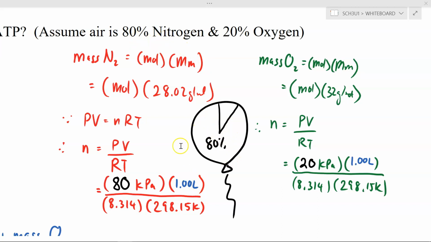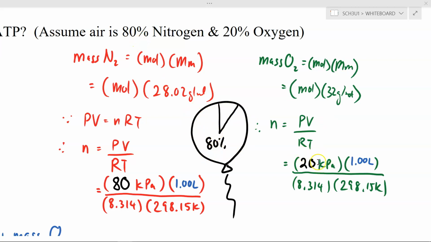Yes, nitrogen takes up 80% of the volume, but it isn't restricted to 80% of the space inside the balloon. It's not like there's 20% of the balloon where the nitrogen gas cannot travel. No, it can travel anywhere it wants in the entire volume of the balloon. So because it's allowed to travel anywhere it wants, it must exert this 80% pressure over the entire 1 liter volume of this container. So only factor the 80% composition into the pressure, but not into the volume, because this gas, even though it only makes up 80%, can travel anywhere in the entire balloon.